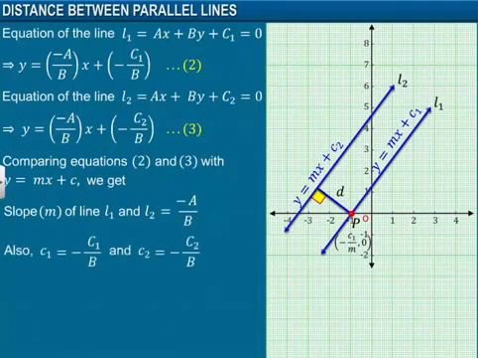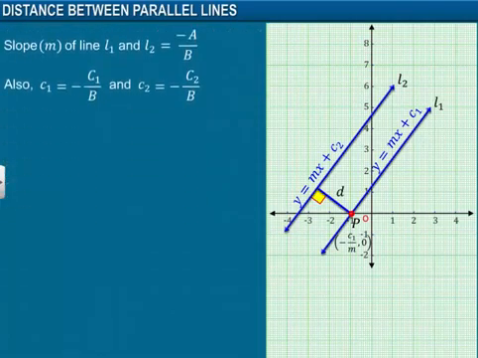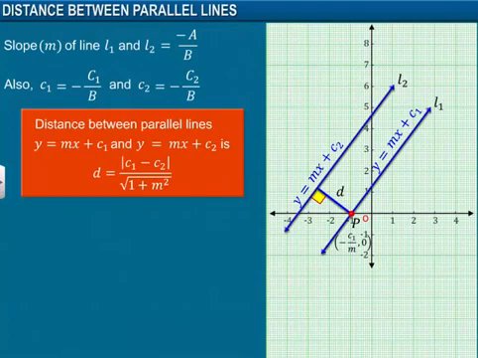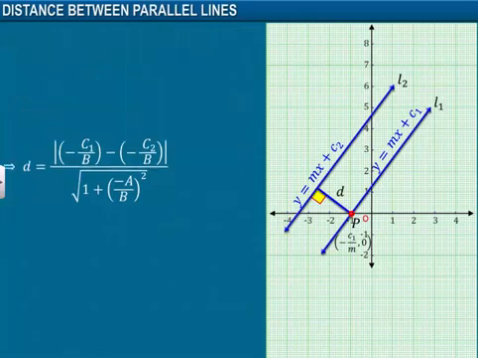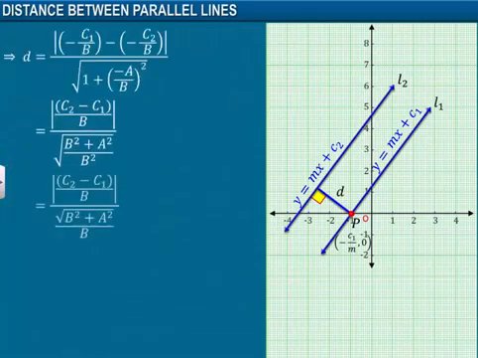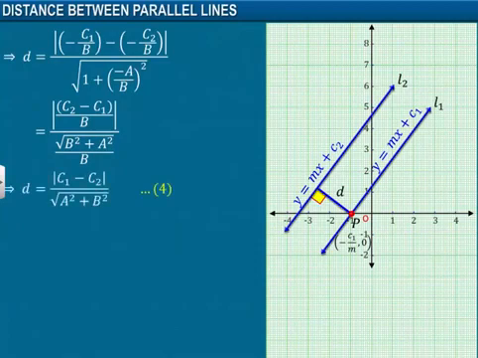Recall the formula we derived for the distance between two parallel lines whose slopes and y-intercepts are known. Let us substitute the values of slope m and y-intercepts c1 and c2 in the formula. On simplifying, we get equation 4, which gives the value of d as modulus of c1 minus c2 upon under root a square plus b square. Equation 4 gives the distance between two parallel lines L1 and L2 whose equations are given in the general form.